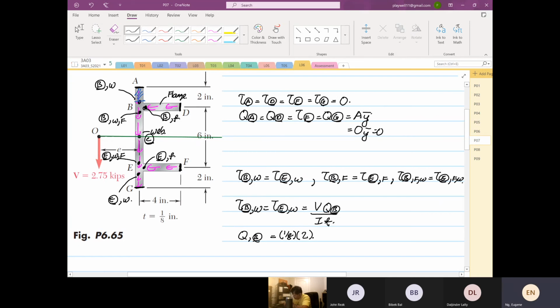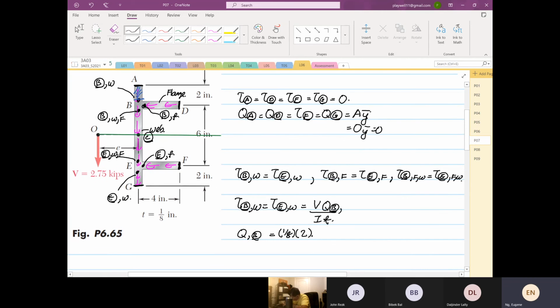And then, what am I doing? So I should put this W also. So Q at point B at the web, okay? And the distance, the Y bar, is equal to 1 plus 3. So this is equal to 1/8.